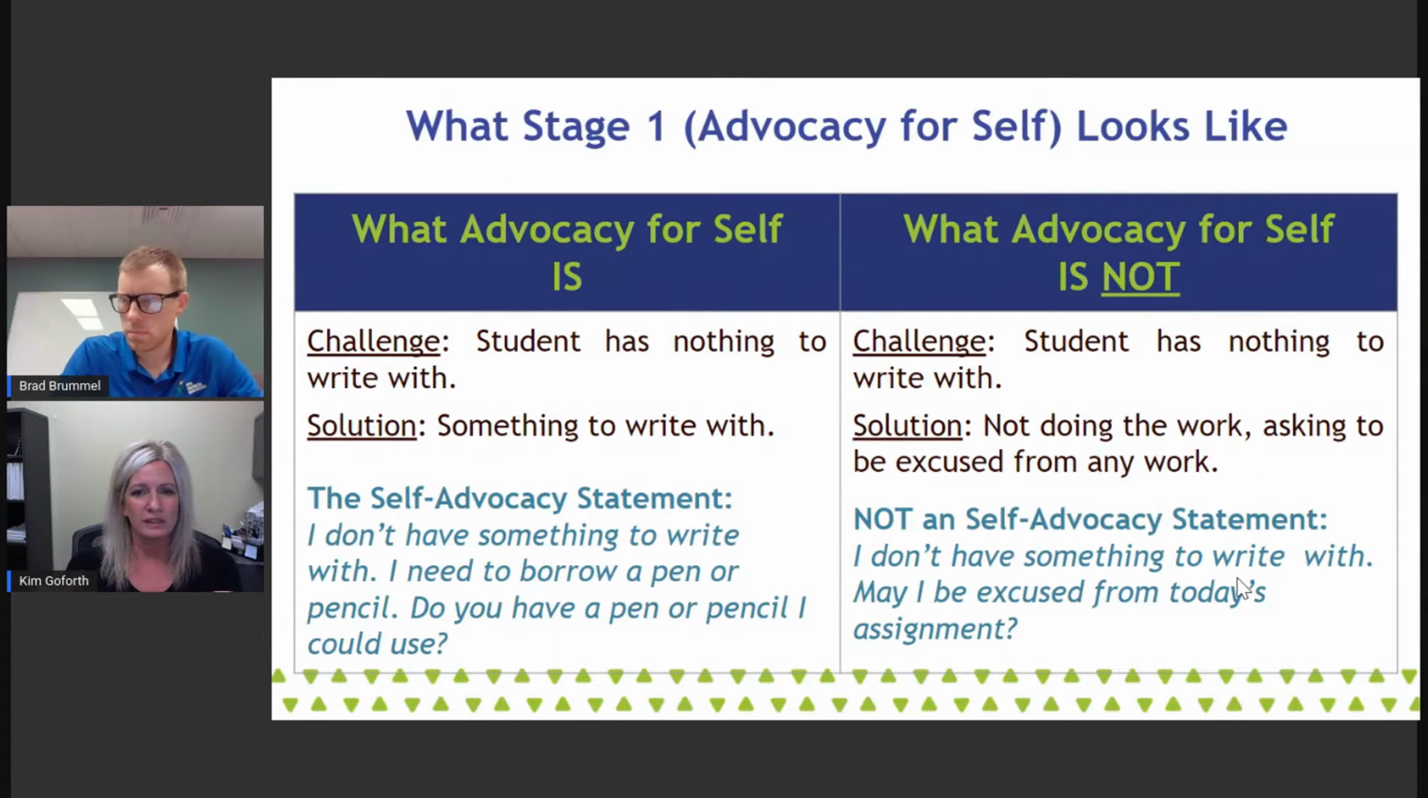So when you look at stage 1, what does that look like? What it is and what it isn't. I found this to be very fascinating. If a student has a challenge of, oh man, I forgot to bring anything to write with to class.